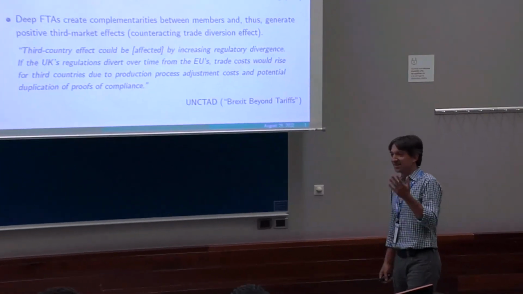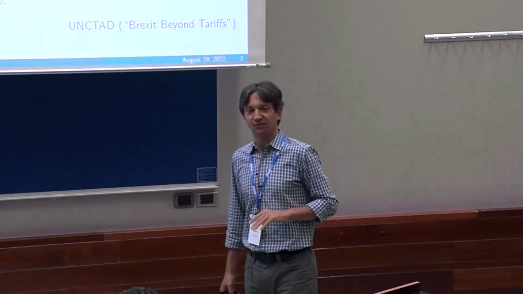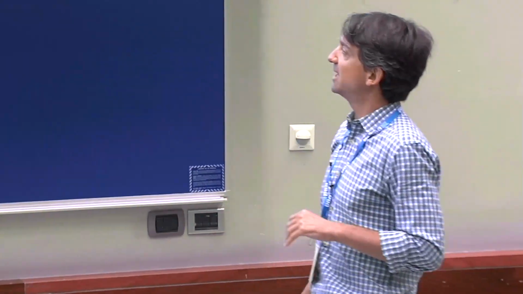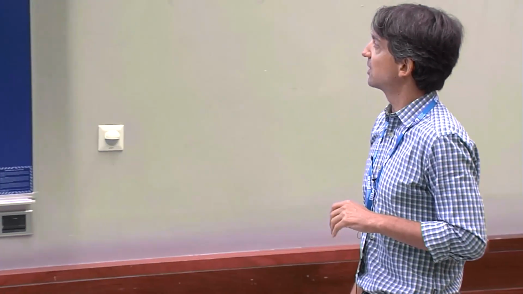Then another of these ideas, in a little bit more subtle form, became also quite prominent in relation to Brexit. It was this idea that free trade agreements, because they make countries have common regulations, create some sort of cross-country complementarities between the members of a deep free trade agreement. Whenever you break up this free trade agreement, you should expect exports from third-party countries not to go up, as the typical trade model would predict, but to go down. Or at least there will be forces that bring exports from third-party countries down. And again, UNCTAD had this kind of in mind, that third country effects could be affected by increasing regulatory divergence.